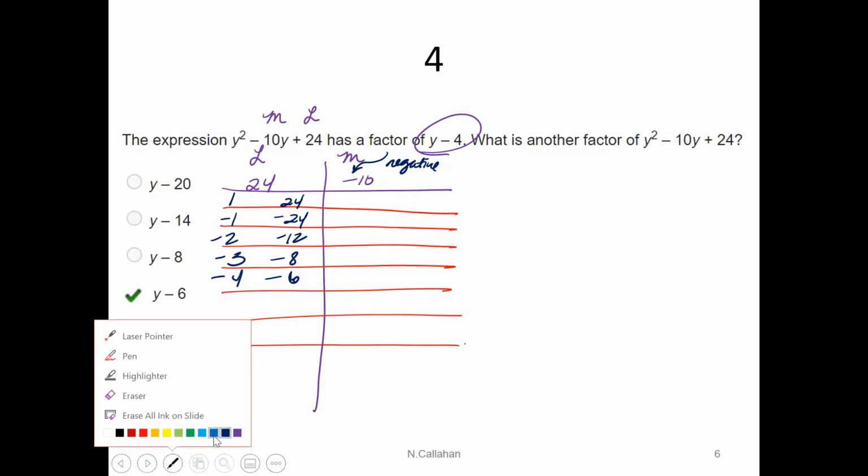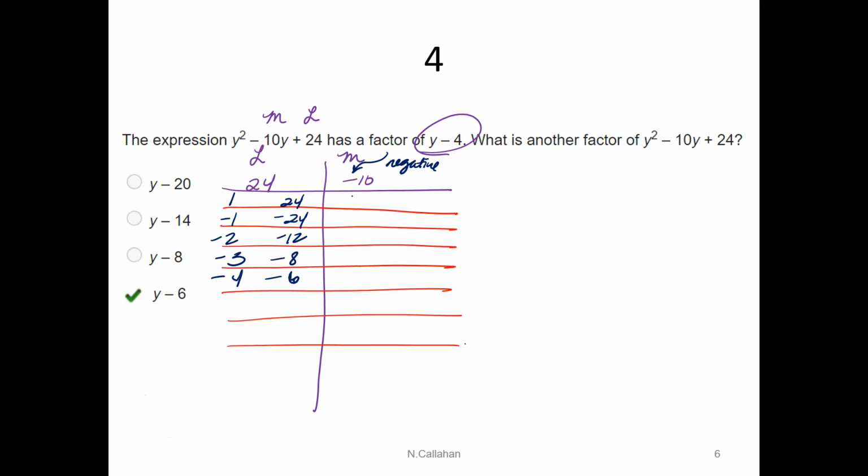So then once you're done with that, we're going to go ahead and add everything together. So this one is going to give me a 25, -25, -14, -11, -10. So which one here matches to my middle number of -10? Well, I see a -10 right there. And the two numbers I need are -4 and -6. So x minus 4, x minus 6. Or actually in this case, it's y. So y minus 4 and y minus 6.